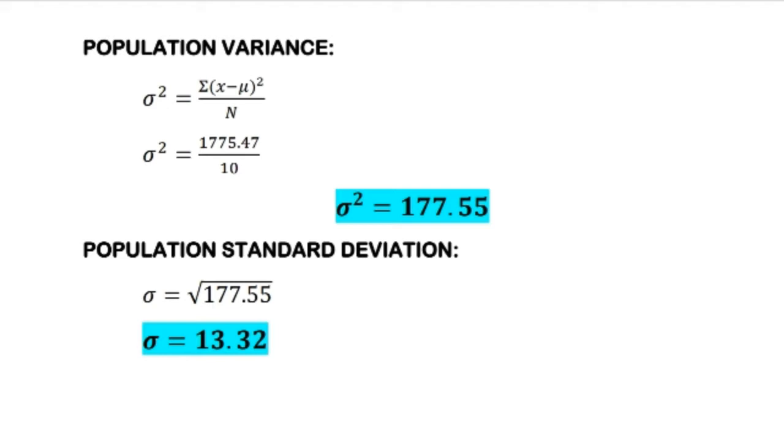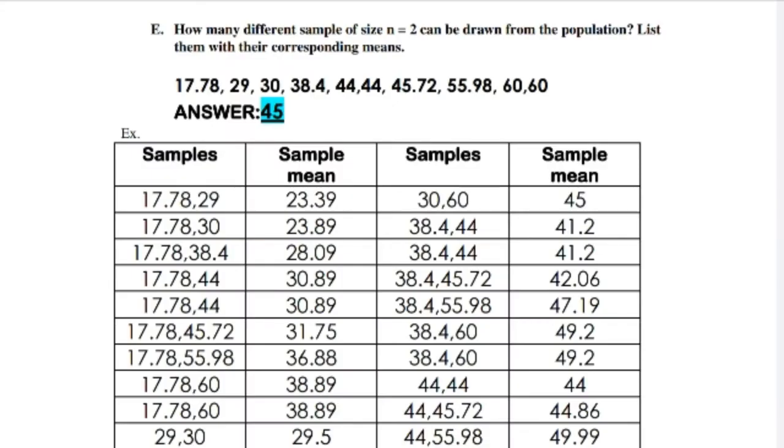And lastly, getting the population standard deviation is very easy because we just need to find the square root of our population variance. So the square root of 177.55 is 13.32.